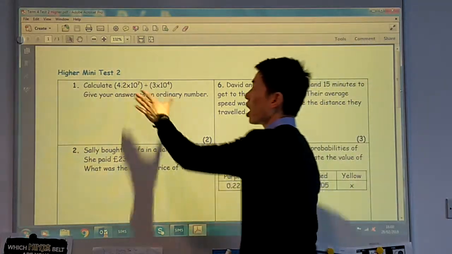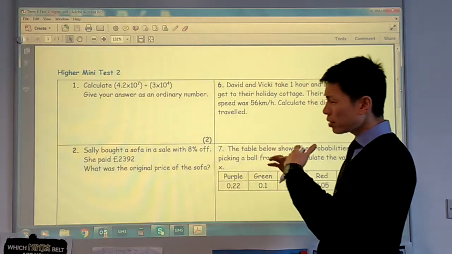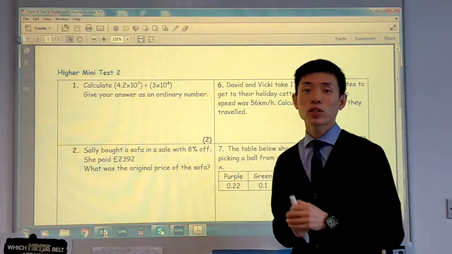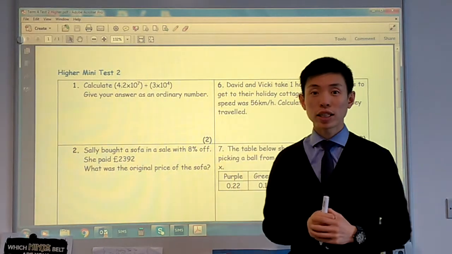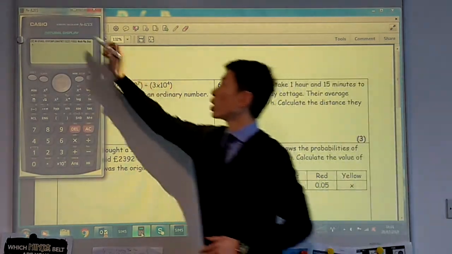Okay, so we're going to start off with the standard form. This term, for all the test questions, you can use calculators. So we're going to start by using the calculator for question 1.